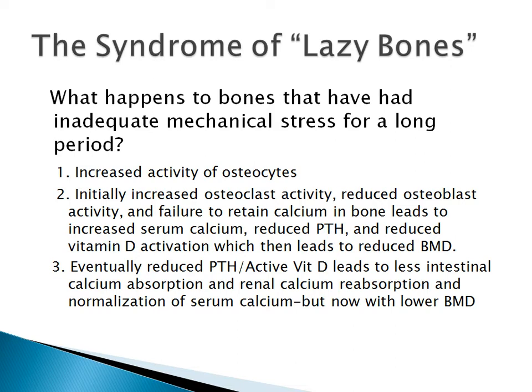And this leads to an increased serum calcium, which feeds back and suppresses parathyroid hormone, and the reduced vitamin D activation, which results from the drop of PTH, leads to a reduced bone mineral density. Eventually reduced parathyroid hormone and a drop of active vitamin D serum levels lead to less intestinal calcium absorption, renal calcium reabsorption, and normalization of serum calcium, but now you have a lower bone mineral density.